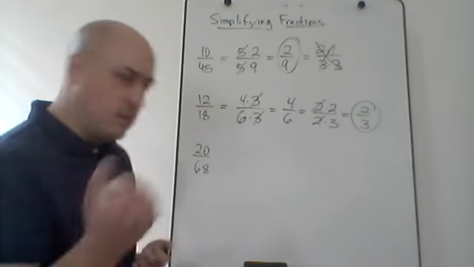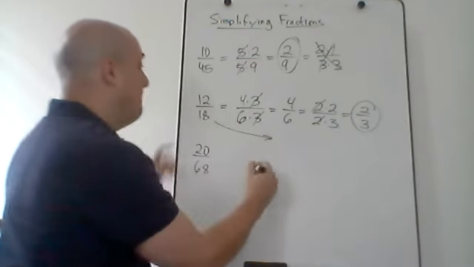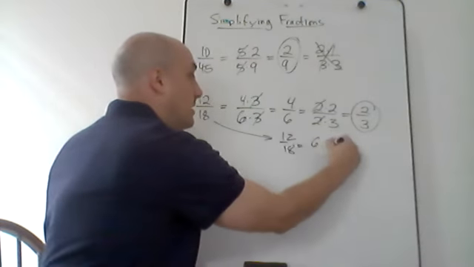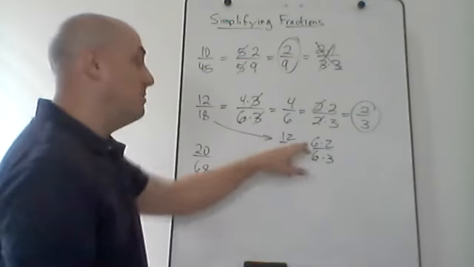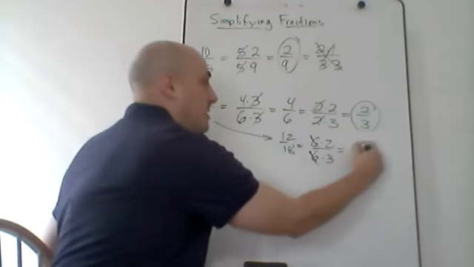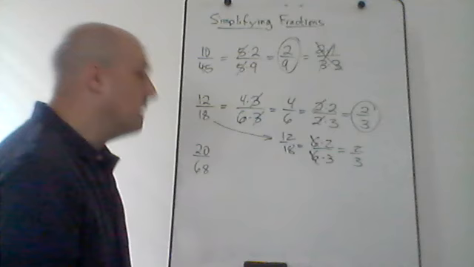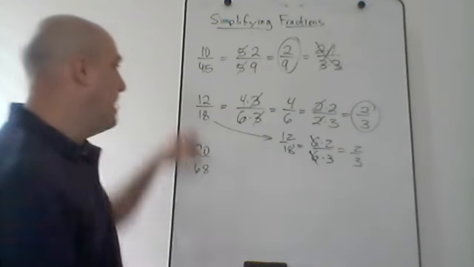Right? Could we have done this in one single step? We could have if we had factored it this way. If I had said 12 over 18 equals 6 times 2 over 6 times 3, if I notice that both of these share a common factor of 6, and then I cancel out the 6's, that gives me directly 2/3.